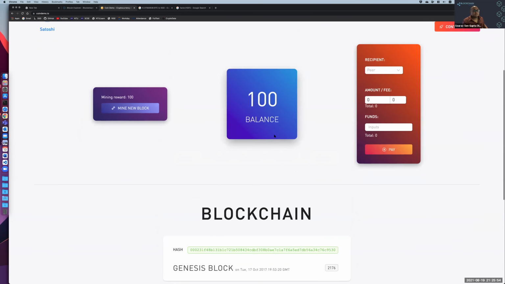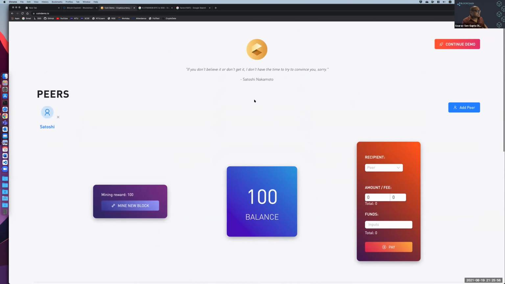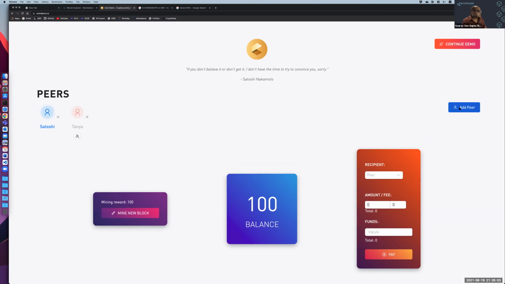Who do I spend it to? There is nobody in the network. So then Satoshi goes out and tries to say, hey, would you please join my network? Somebody please join my network. So let's say somebody joins.